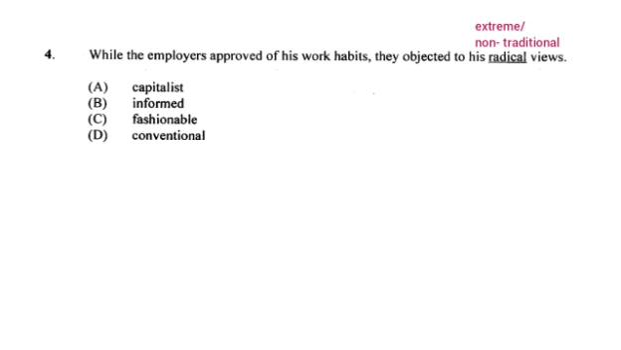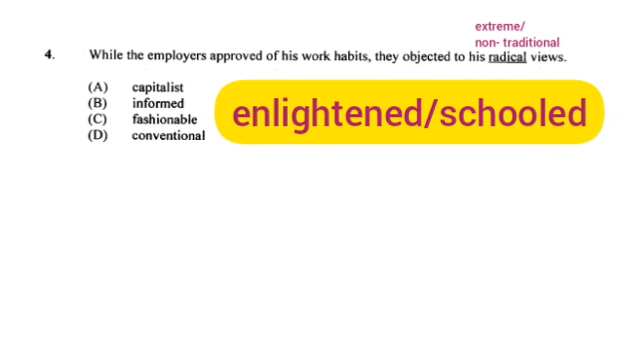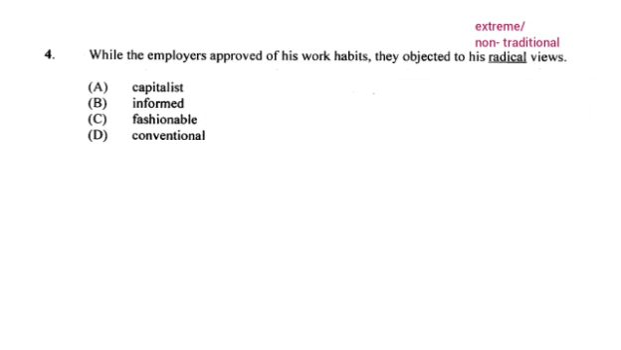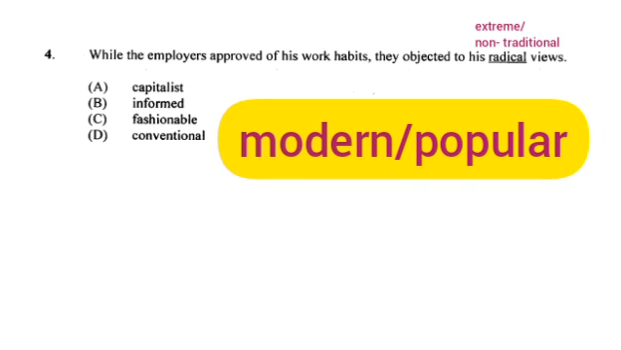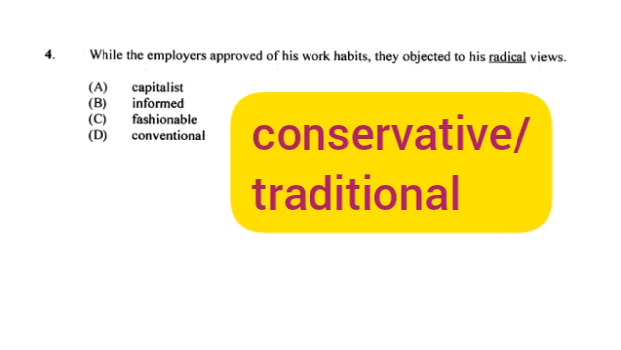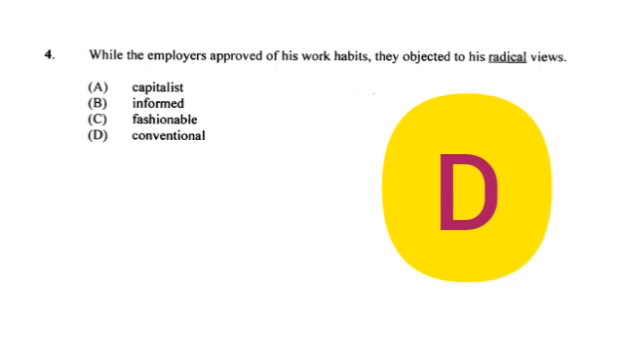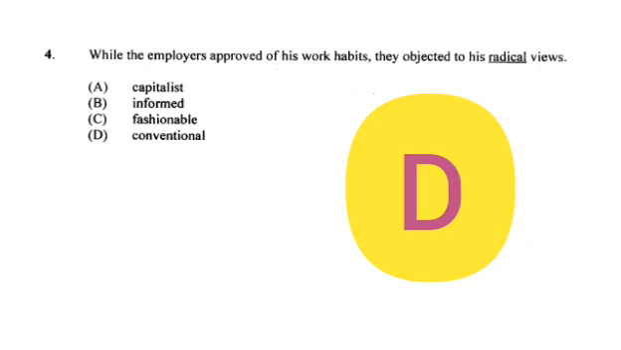To be informed means that you are enlightened, or you're schooled, or you're educated about a particular thing. The word fashionable in this case means modern or popular. And conventional means conservative or traditional. So you like to do things the old way. So if your views are not radical or revolutionary, it simply means that you are conventional or traditional. Therefore, the answer is D, conventional.